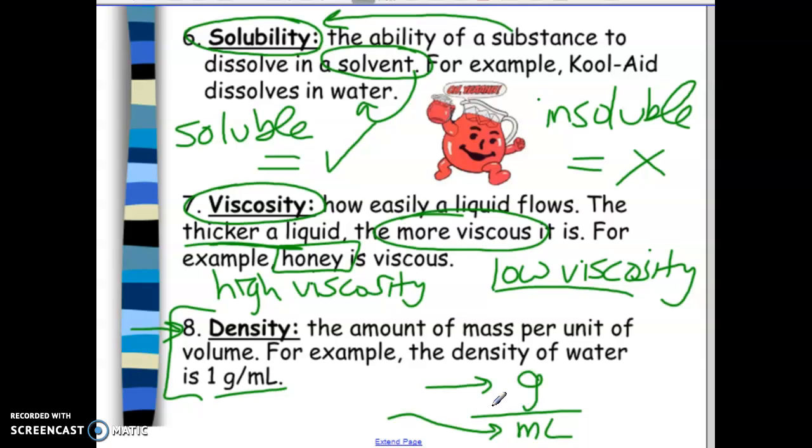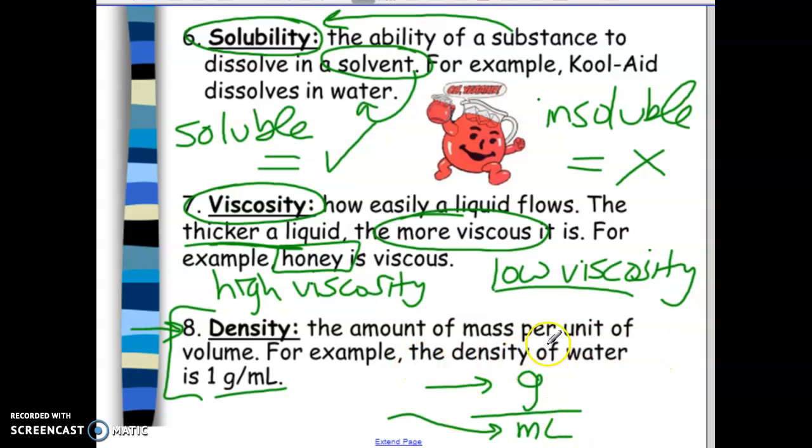So I'll give you an example. Usually metals have a high density, but things that are lighter, such as plastics or rubber, different things like that, those typically have a lower density. They're less compact. Okay, but it's essentially a ratio between mass and volume.